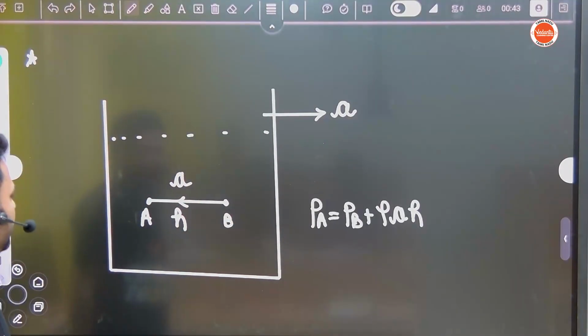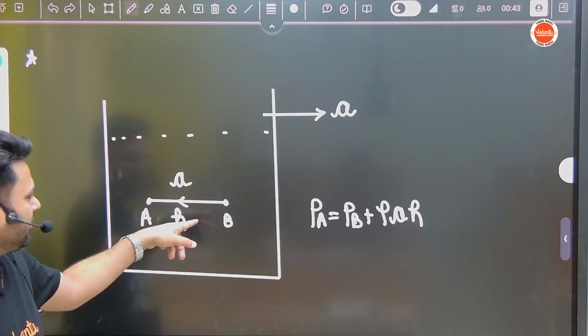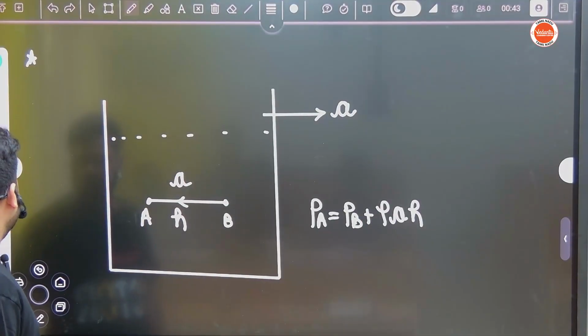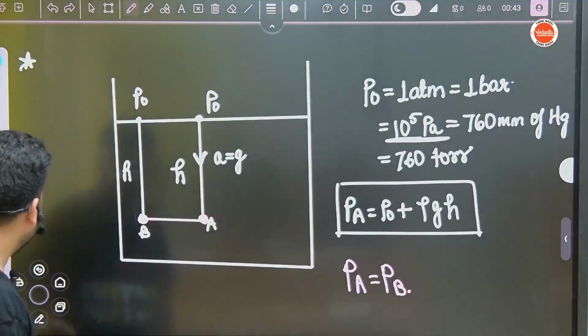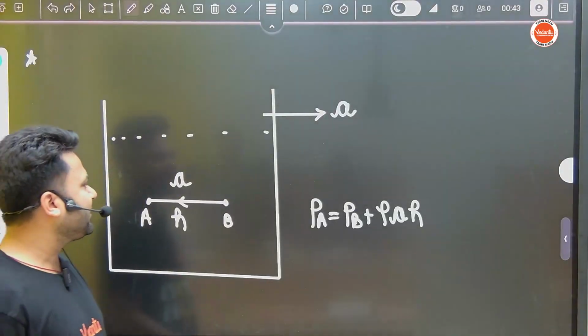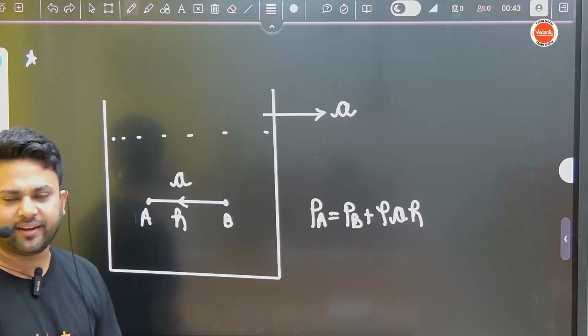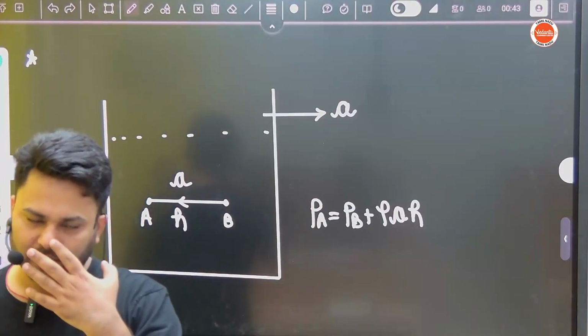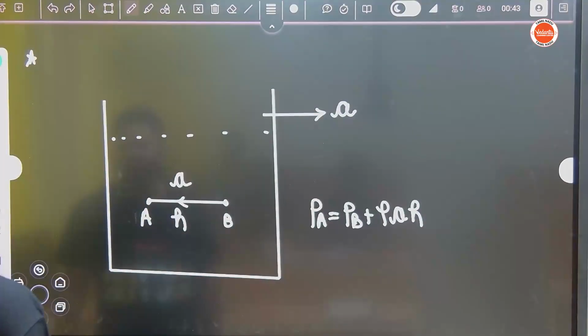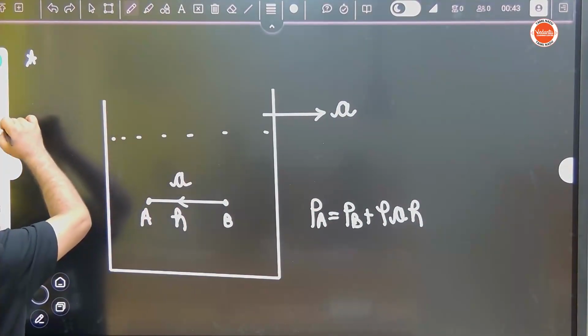Okay. So pressure at the same level does not mean that every time it will be same. Here same level, same pressure. But if the liquid is accelerating, if the container is accelerating, so at the same level pressure will be different. Correct?